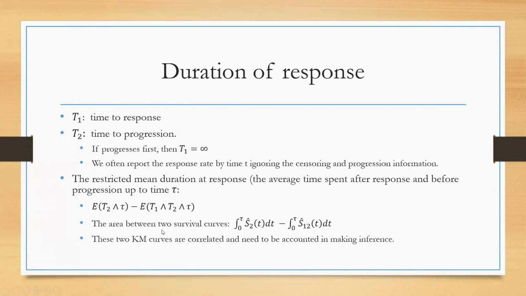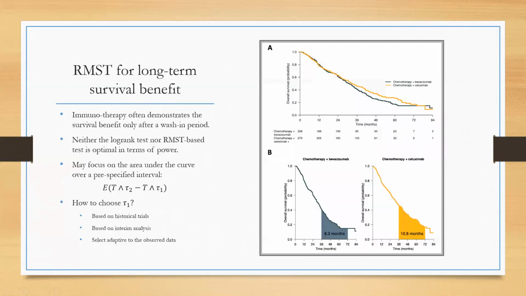Basically, that can be represented as the area between two survival curves. One is the time to progression. Another is the survival function of the composite endpoint of T1 and T2, whichever one is first. And of course, the inference is slightly complex because the two Kaplan-Meier curves are correlated. So you can estimate the duration of response using the Kaplan-Meier curves, using the RMST.